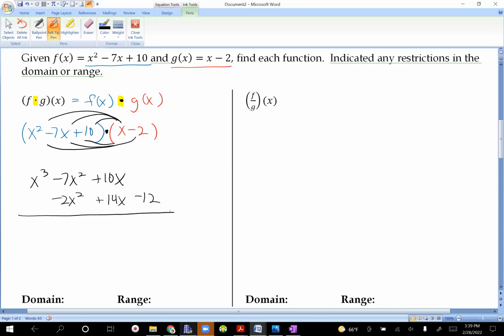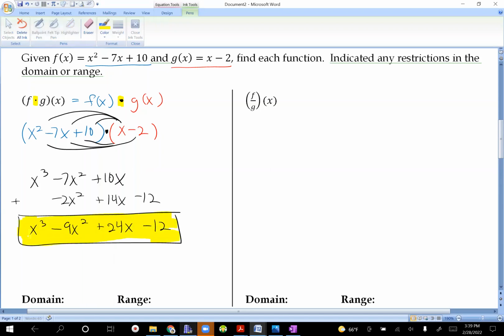So double check to make sure I got everything right so far and I distributed everything correctly. And it looks good. And we're going to go ahead and add this up. So this is going to be x cubed minus 9x squared plus 24x minus 12. So here's our answer. And you can sketch this if you want to on your graphing calculator.